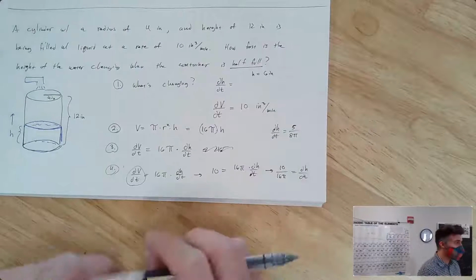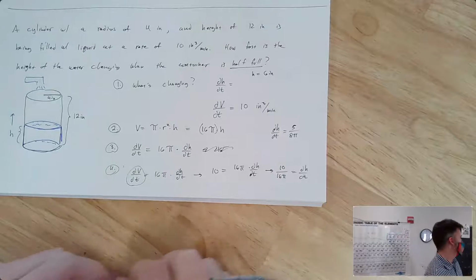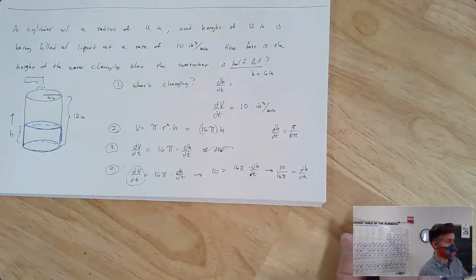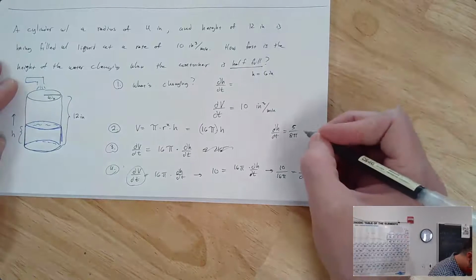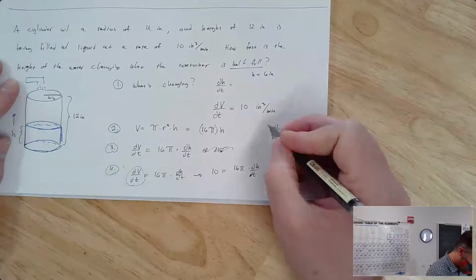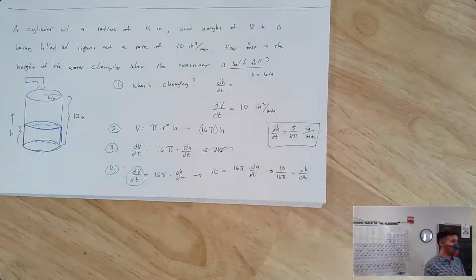And what are my units going to be? Well, is it a measure of length, area, or volume? It's a measure of length. So my units of measurement are inches per minute. And it should be positive because the height of the water is increasing.